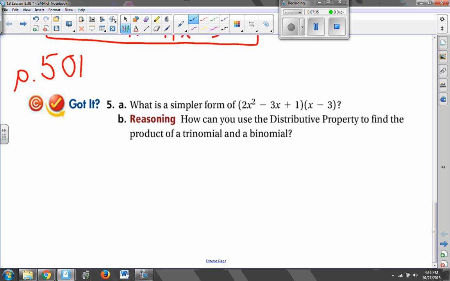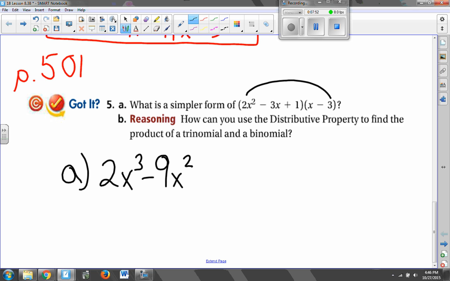Okay, the answer to letter A should be, in standard form, 2x to the third power minus 9x squared, because we have negative 6x squared and negative 3x squared. And then we will have plus 10x from a positive 9 and a positive 1, and then a minus 3. That is the answer to letter A.